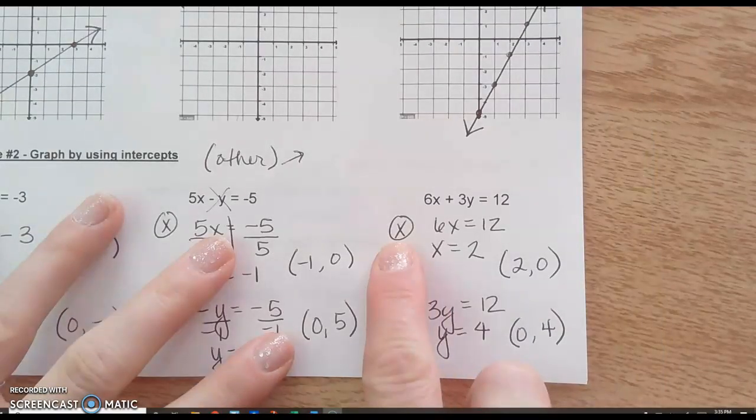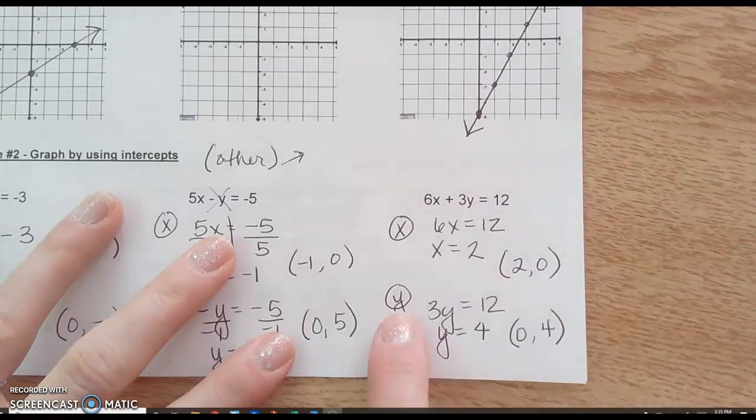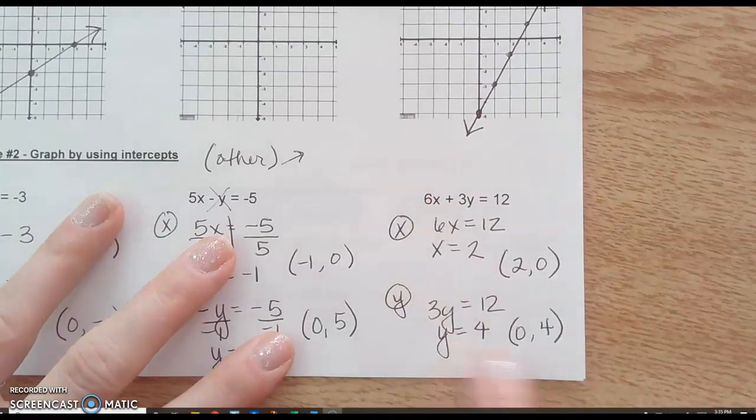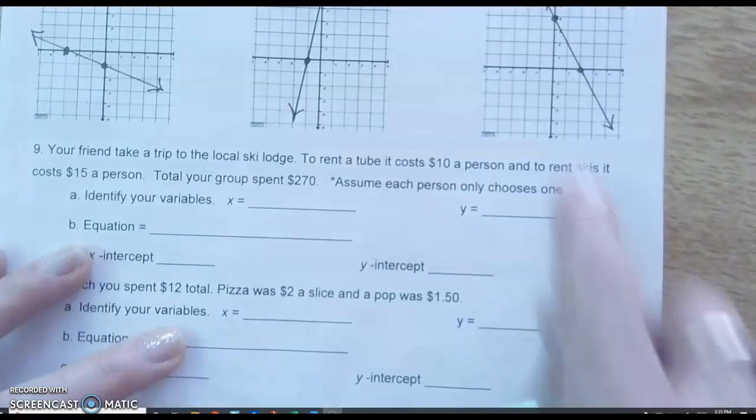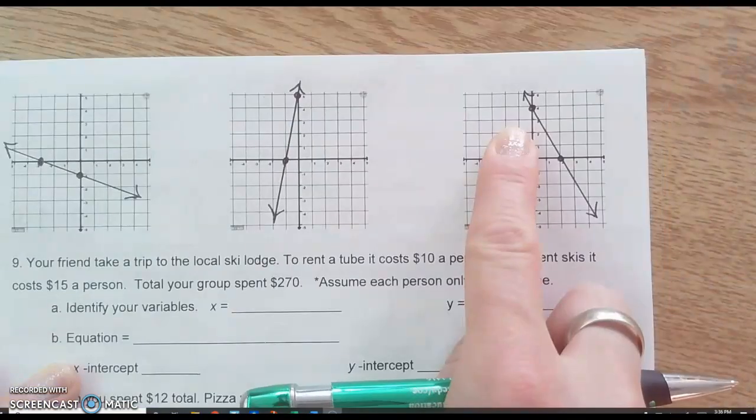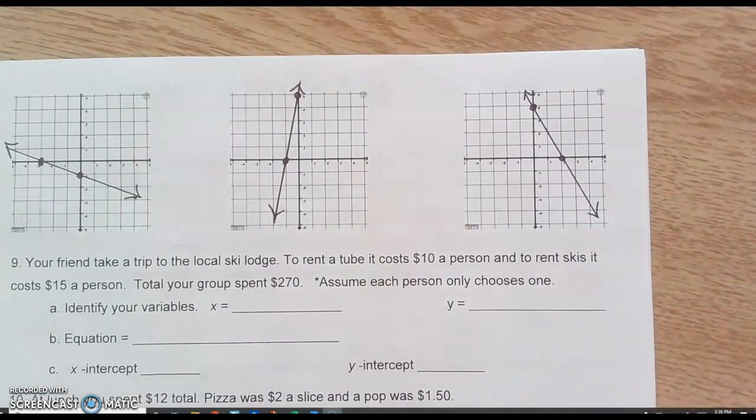Okay, I found my x-intercept by plugging in 0 for y. Found my y-intercept by plugging in 0 for x. And I got 2 and 4. And then I plotted those, 2 and 4, and I got this line. All right, so let's go on to a story problem.